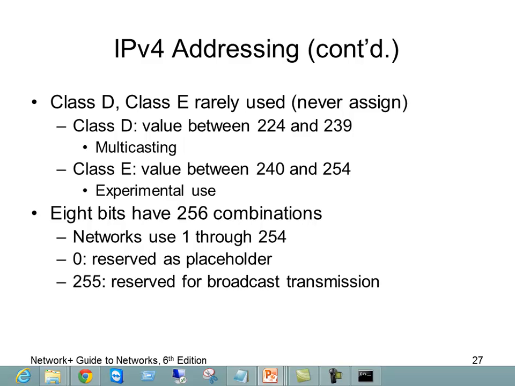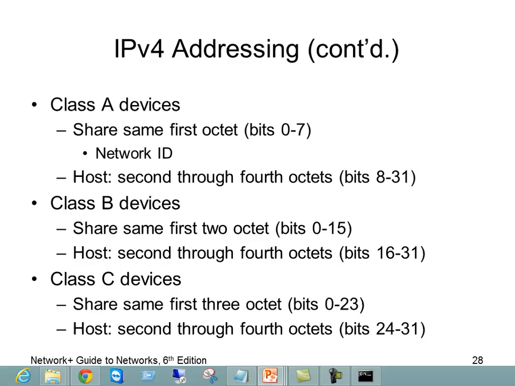So each of 8 bits, you have 256 combinations. 1 through 254 can be used as a network. 0 is a placeholder, and 255 is reserved for broadcast. So Class A devices share the same first octet as the network for the network ID. B uses the first 2, and C uses the first 3.